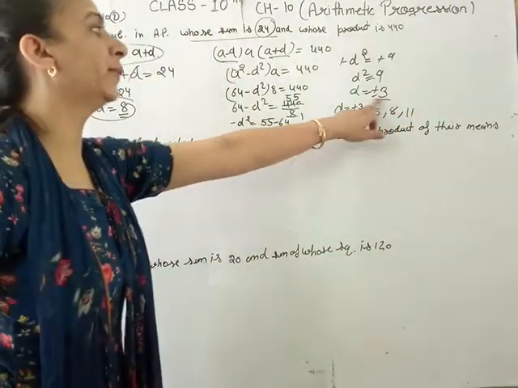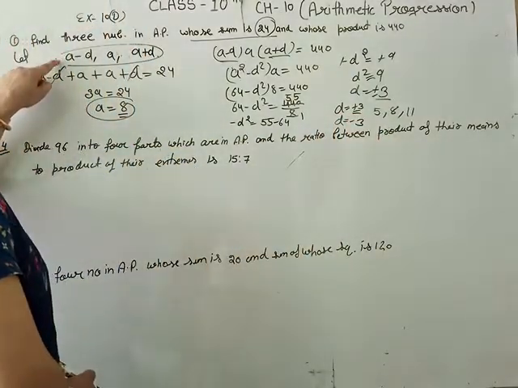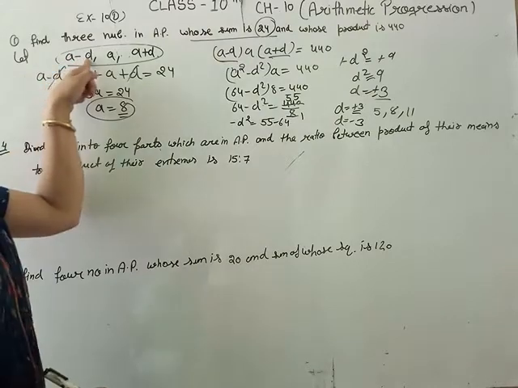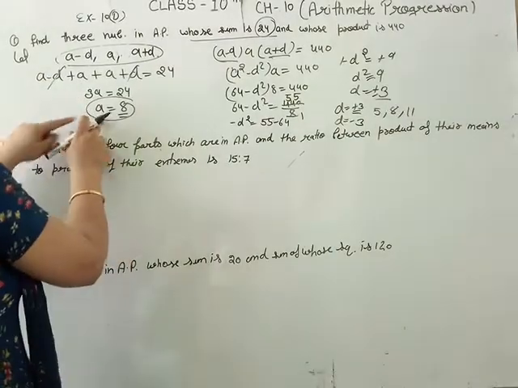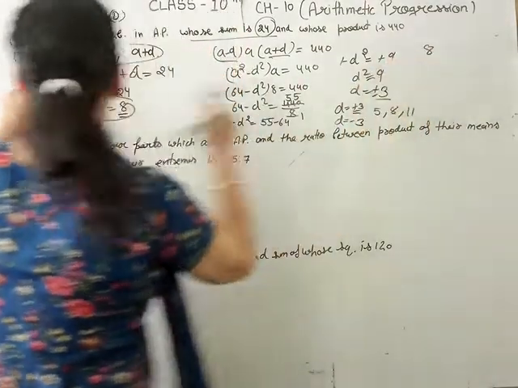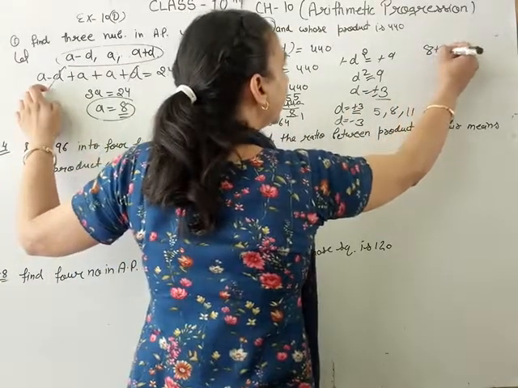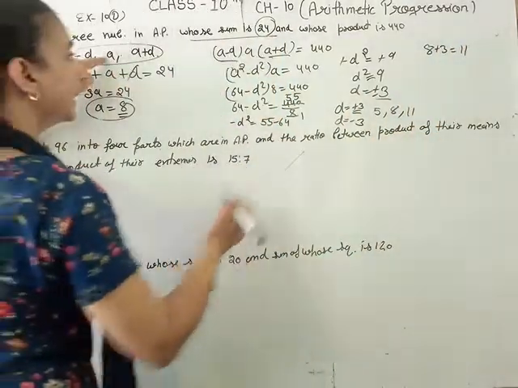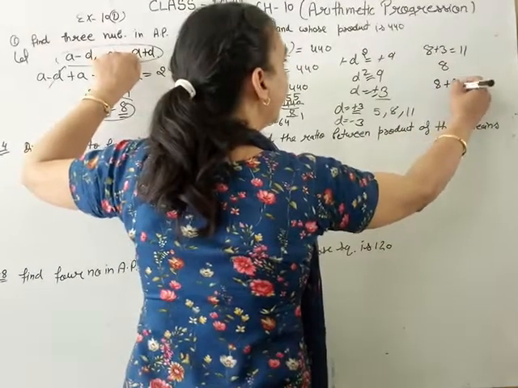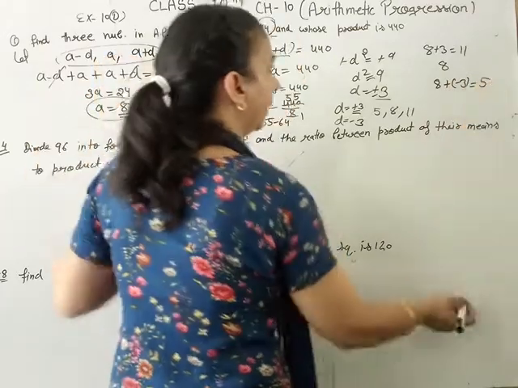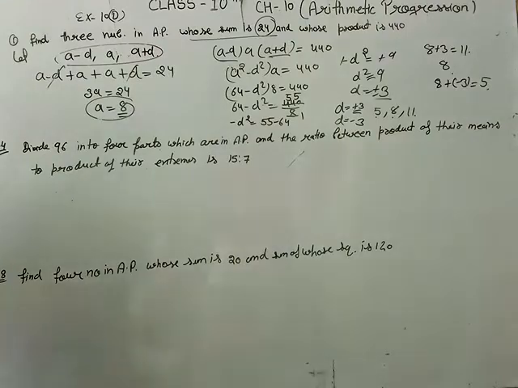If we take D equal to minus 3, then the first is A, 8 minus in place of D, minus 3, minus minus 3, that is 11. Next is A, 8 as it is. Next is 8 plus minus 3, that is 5. Same 5, 8, 11. These are the three terms of an AP.